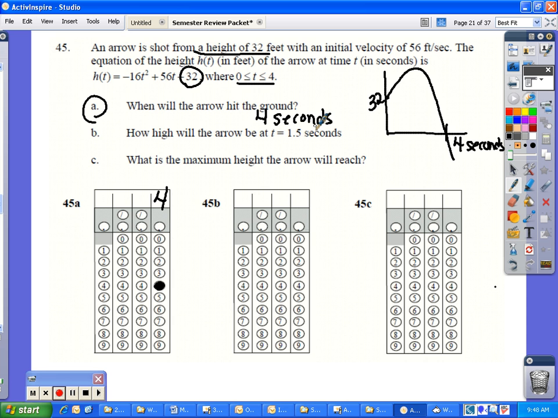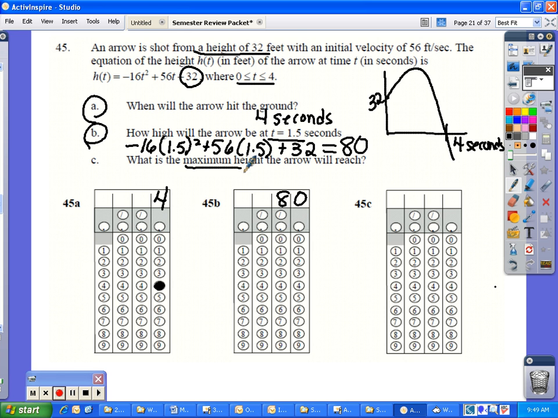For letter B, how high will the arrow be at t equals 1.5 seconds? For this, you're just going to take that value and plug it right into the equation. So negative 16 times 1.5 squared plus 56 times 1.5 plus 32. If you plug all of that in and simplify it in your calculator, you will get the value of 80. So it will be 80 feet in the air at 1.5 seconds.